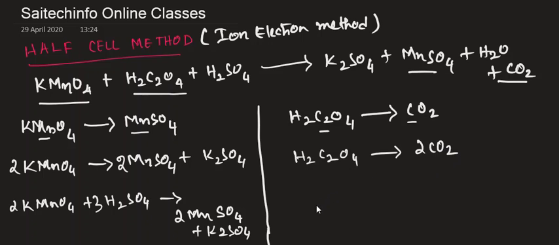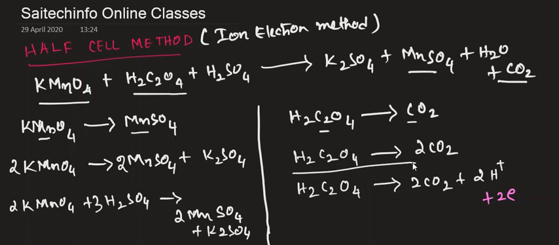Then let us focus on H. There are 2 hydrogen. So we need to add H plus on the right side. Therefore, H2C2O4 gives 2 CO2 plus how many H? 2H plus. Do you understand? Now everything is balanced. Only thing is we need to nullify the charge. There is no charge on the left side, but we have charge on the right side. So what can we do? We can add 2 electrons. Now it is well balanced.